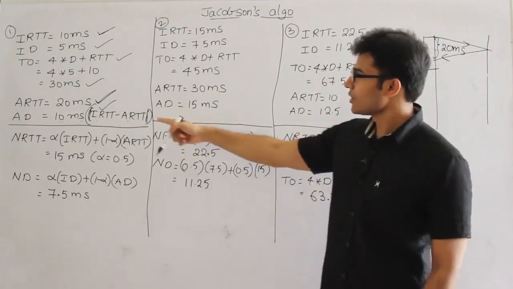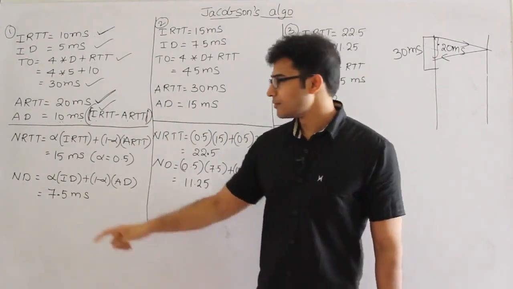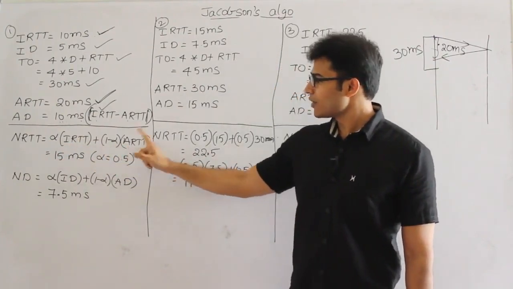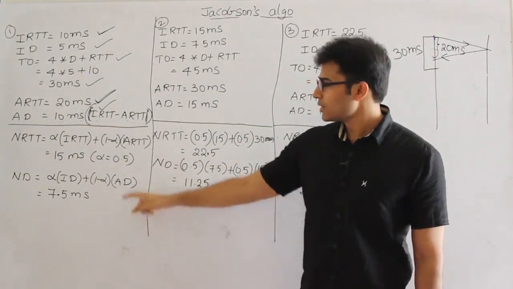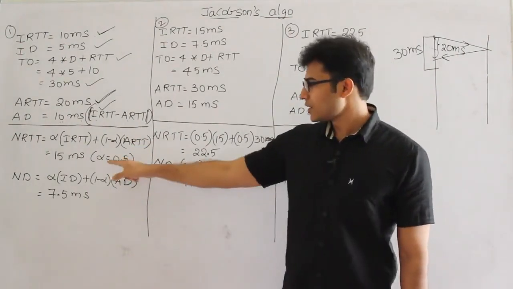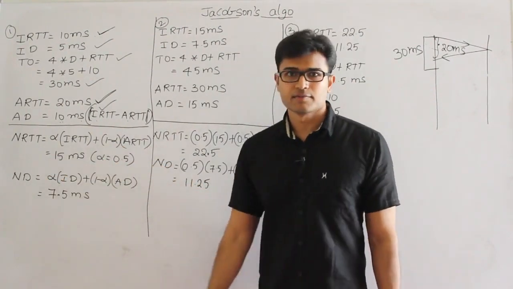Therefore using that, I am going to guess for the next one. This formula is same as the basic algorithm. Next round trip time is alpha into initial round trip time plus 1 minus alpha into actual round trip time. Assuming that alpha equal to 0.5, that is just an assumption, then next RTT is going to be 15 milliseconds, right?